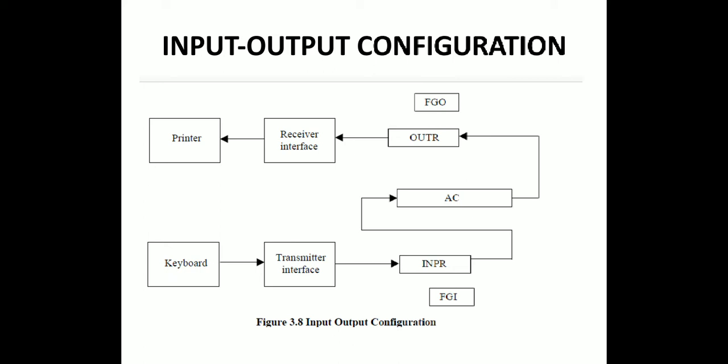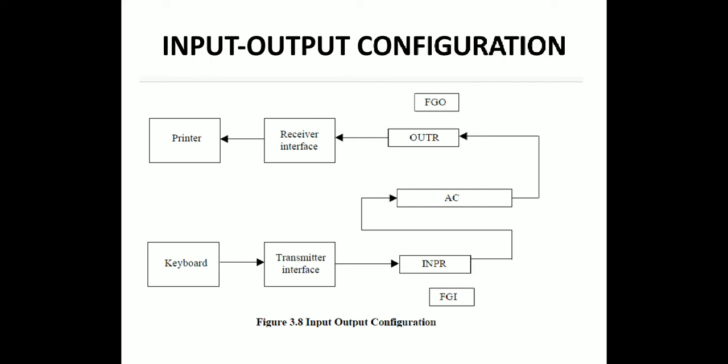With output register we have a special flag bit FGO, that means FGO output flag, that is going to specify whether the output register is full or not. Now output register is supplying the information to the printer with the help of a receiver interface. Here we are discussing two registers, one is input register and another is output register. With each register we have a special flag bit. FGI is going to indicate whether the input register is empty or full. Similarly, the FGO output flag is going to indicate whether the output register is empty or full.